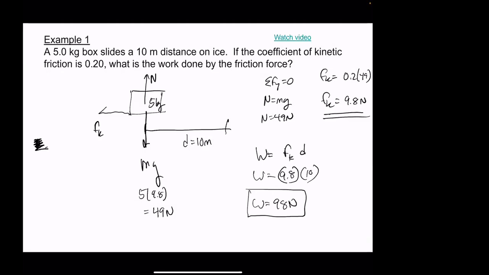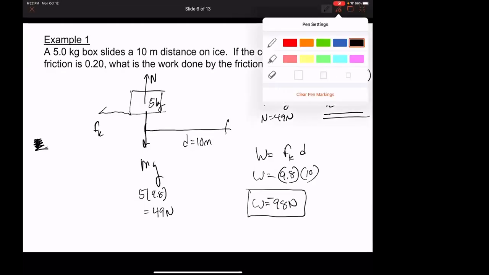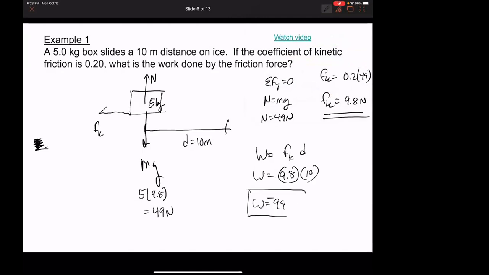Wait, isn't it negative because it's a friction force? Very good, Ken. The work is negative because it's a friction force. And it's not going to be in newtons, is it? It'd be joules. Good. Does anybody need anything else clarified there?